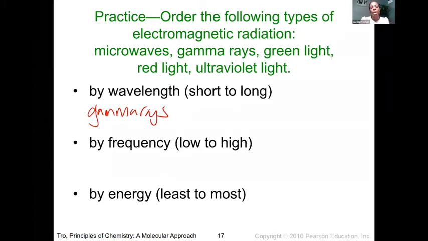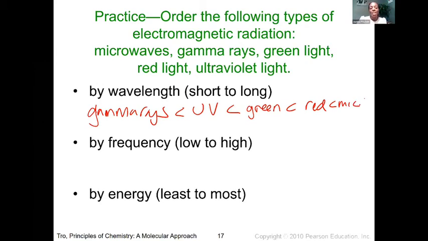And so that would be our gamma rays, followed by our UV light. And then next, it would come to the colors. And remember that your cooler colors tend to have shorter wavelengths, so green, followed by your warmer colors, red. And then last but not least, the microwaves.